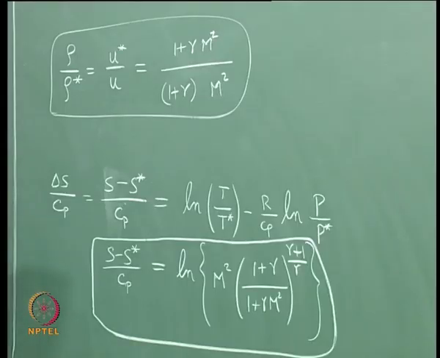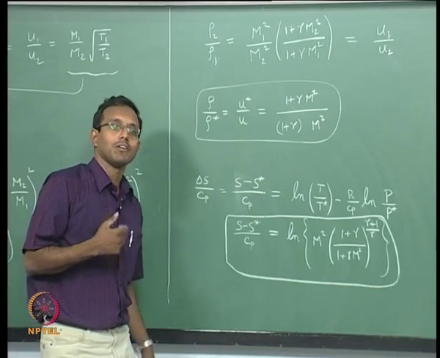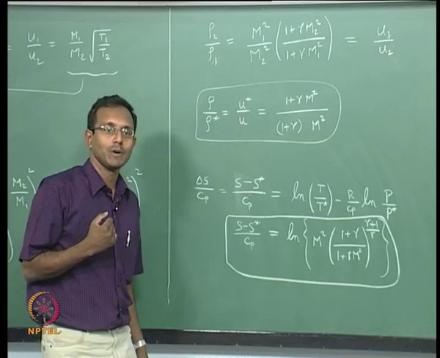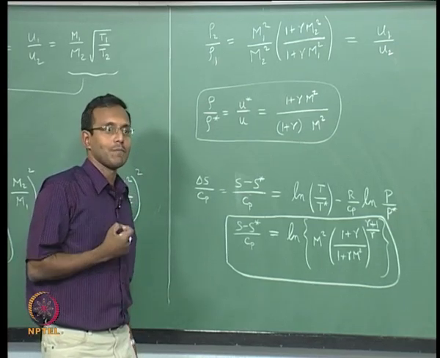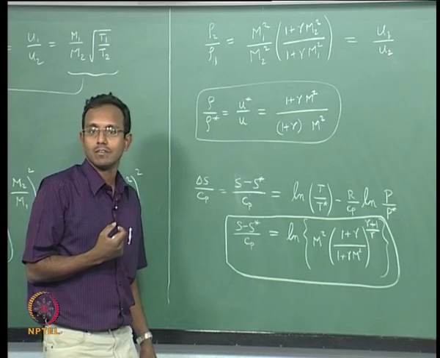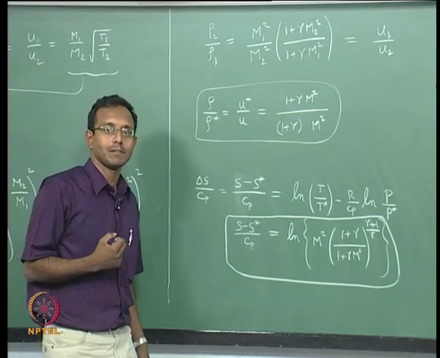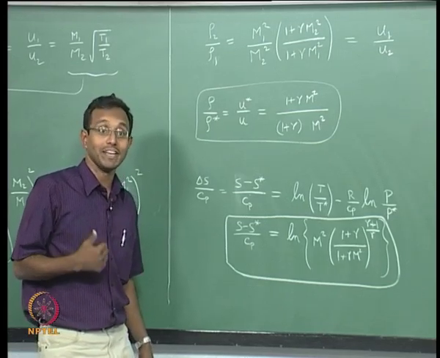This is the other relation you have. Now we know that you cannot have an infinite amount of heat added to my system. How do I know that? If I start from a Mach number any M1, does not matter subsonic or supersonic, I can at most go to M equal to 1 finally if I heat it.